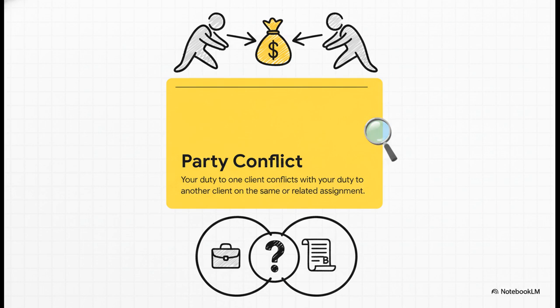First up, we've got the party conflict. This is our classic scenario from the beginning, right? You're acting for two or more clients who are basically fighting over the same thing. Your duty to help client A is completely at odds with your duty to help client B.